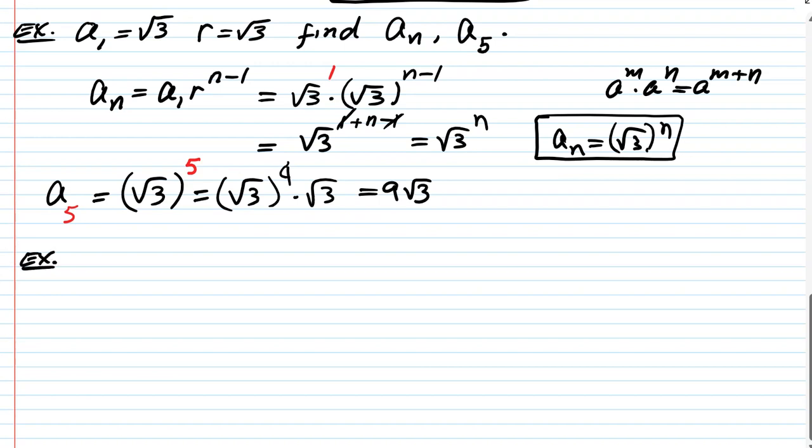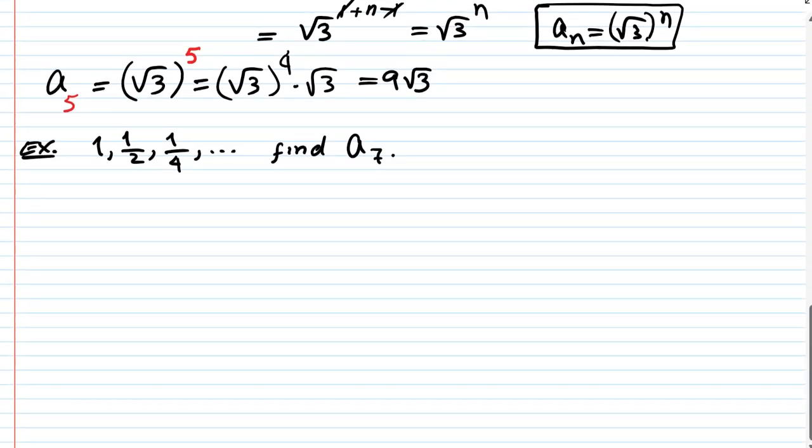Let's do another example. Let's say this time I'm going to give you a sequence 1, 1/2, 1/4, and so on. Okay, and suppose we want to find the 7th term. Find a sub 7. Now we want to use a formula, by the way, to do it. You could count your way to the 7th term, but let's use the formula. Now, I need to find a common ratio, right? Common ratio, a couple of ways you can do this. You can divide the 2nd term by the 1st term, or you can do the 3rd by the 2nd, as long as you divide 2 successive terms.